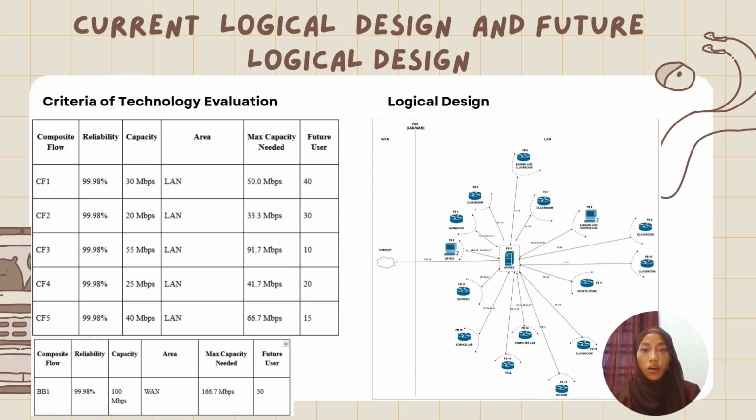FB2 is the office and is connected through both CF5 and BB1 composite flows, showing that it plays a critical role in both LAN and WAN traffic. FB4 to FB12 are various workshops, classrooms, labs, and the library, all directly linked to the server via multiple composite flows such as CF1, CF2, CF3, and CF4, indicating different bandwidth and reliability requirements.